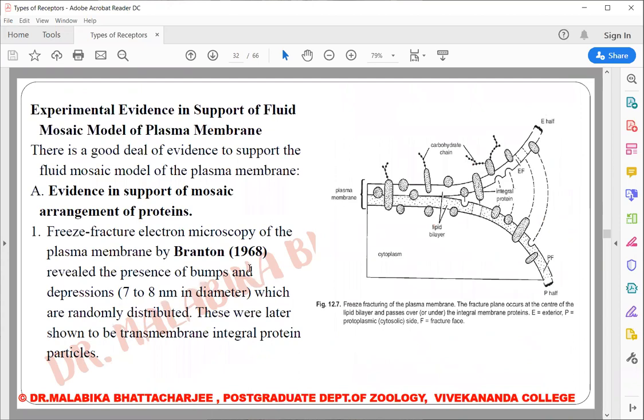Now, I showed you one experimental evidence which proved that protein and lipid molecules in the membrane can move. There were further experimental approaches which showed that there are two categories of protein. One is the peripheral and the other is the integral. This experiment was known as the freeze fracture technique of the plasma membrane. The freeze fracture electron microscopy of the plasma membrane was done by Branton in 1968 via a very sharp blade.